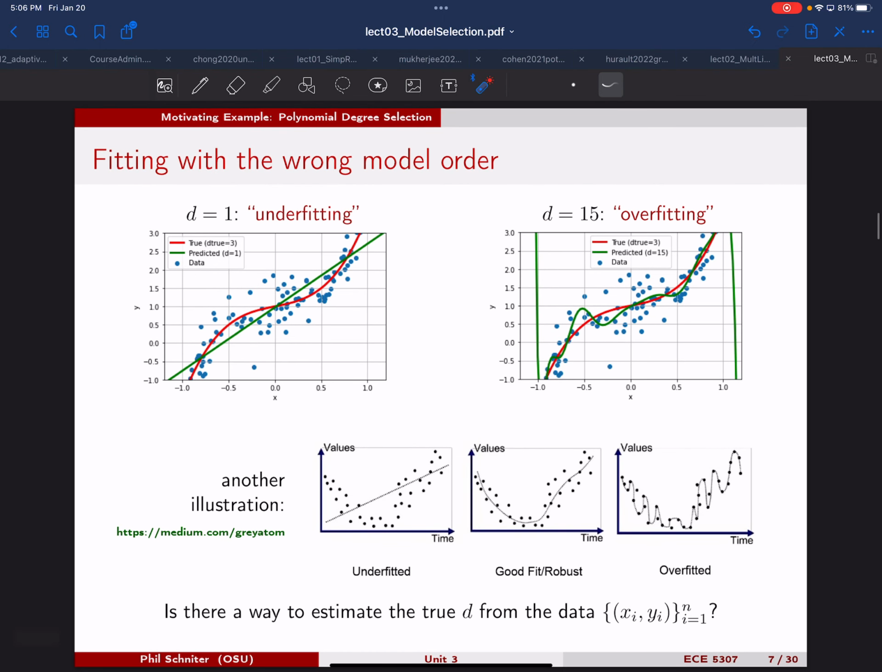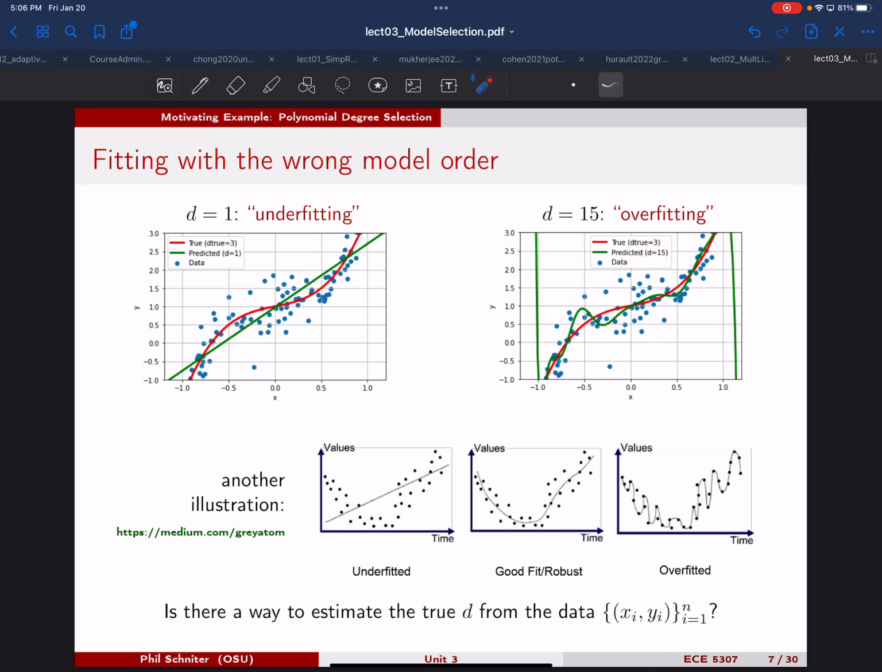But if we had chosen a model order like d equals 1, which is smaller than the true model, well, as we know, that's a linear model. That gives us this green curve. As you can see, it's not as good of a fit. Or if we choose a large model order like d equals 15, then you get this green curve, which, as you can see, is kind of a strange fit.